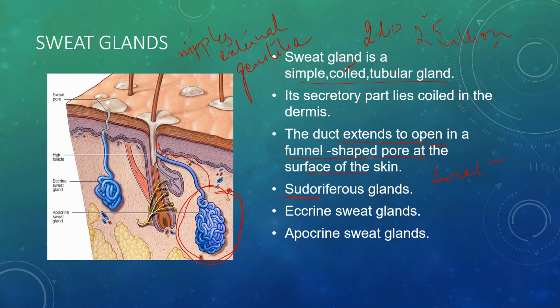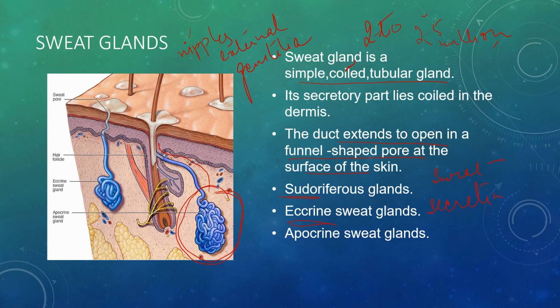So it is the number of sweat glands which are in our body. So 2 to 2.5 million. And there are mainly two types of sweat glands, that is eccrine and apocrine glands. Now eccrine glands means the secreting glands, the glands which are secreting.